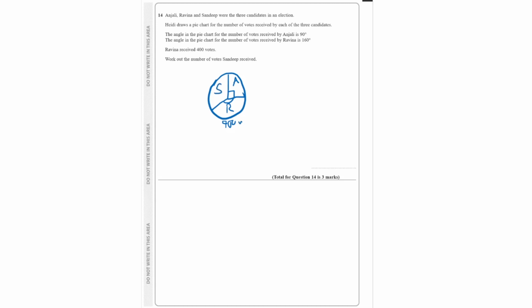So if we're able to find the angle of how many votes Sandeep received, we're able to find how many votes he received in the election. So let's get started. We see here that Ravina is 160 degrees and she received 400 votes. What does that mean? So 160 degrees is equivalent to 400 votes. If we divide both sides by 160, that means a single degree in this pie chart is equal to 2.5 votes.